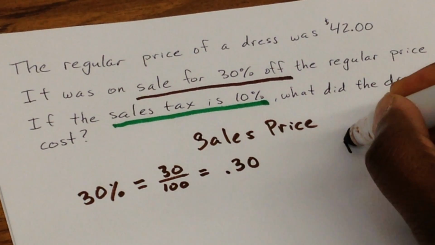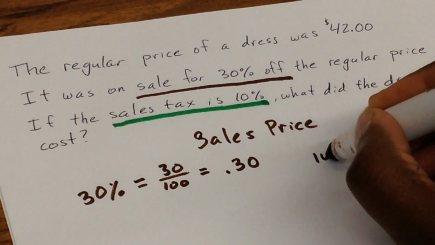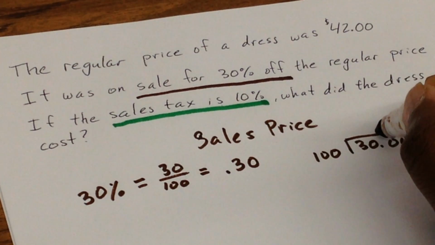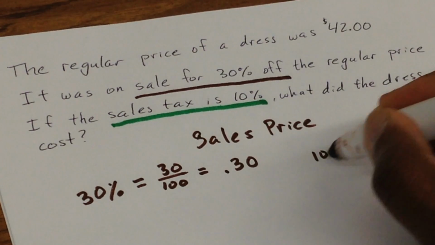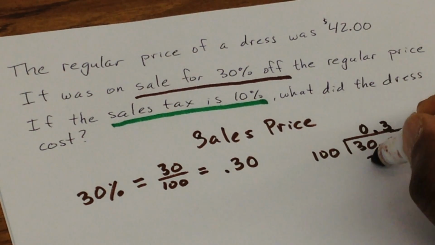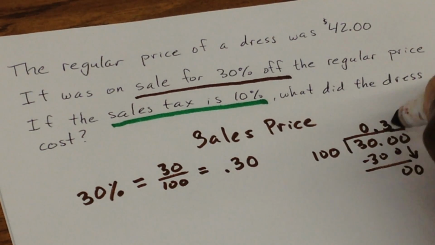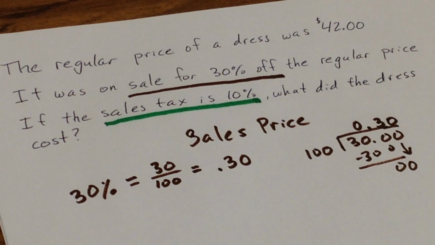So if I did 30 being divided by 100, I put two decimals over here. What I'm going to get is, put the decimal up here, 100 goes into 30, 0, 100 into 300 is going to be 3 times, and I have 0, and 100 into 0 is 0. That's how I get that 30, all right, 30 hundredths.